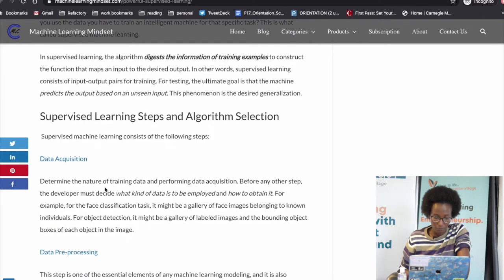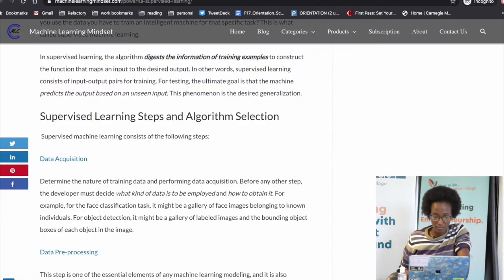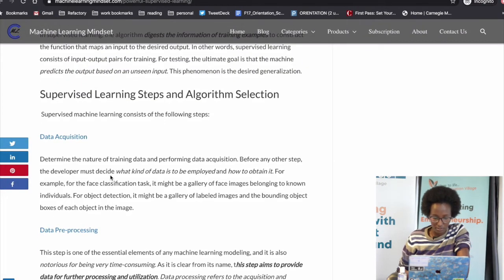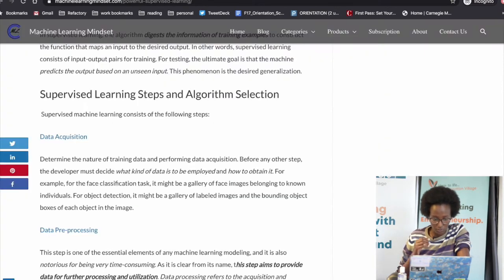And now, here they say supervised learning process and algorithm selection. Before, we had looked at this as the supervised learning process, which is really sufficient for me, but they include extra steps here. They break it down further, but really it still falls under this supervised learning process, but we can go through it, okay? So here they say supervised machine learning consists of the following steps.